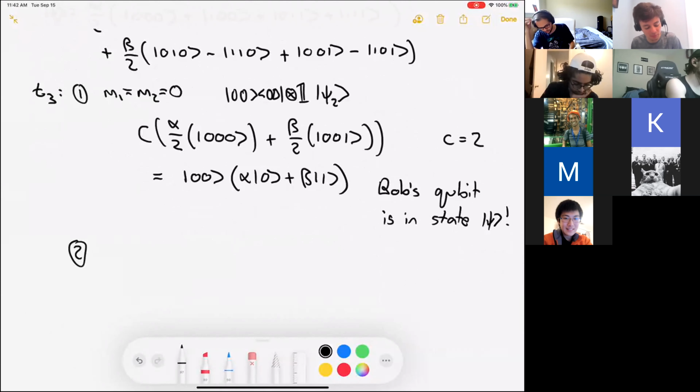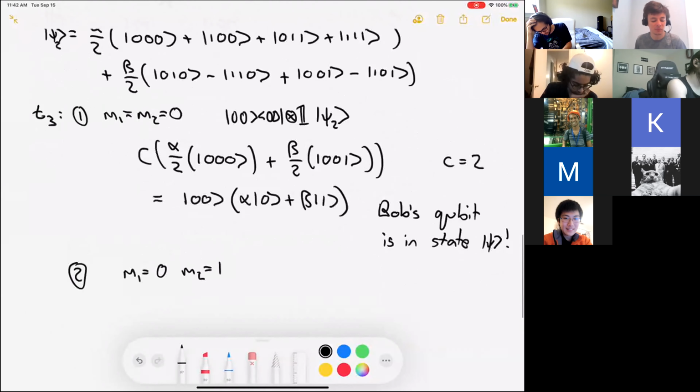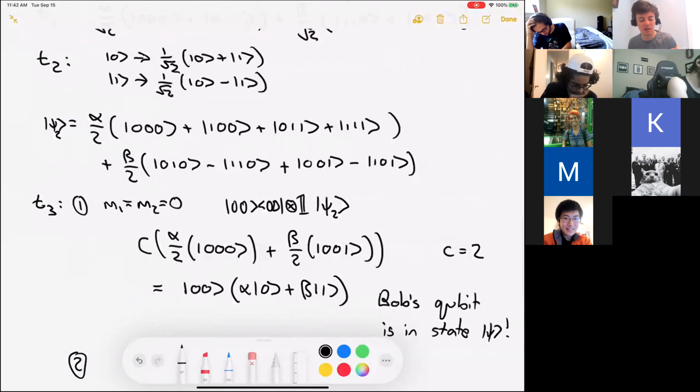So case 2, M1 equals 0, M2 equals 1. Okay, so now the terms that survive are the terms where the first qubit is in 0, second qubit is in 1. So we have this third term in the top row.